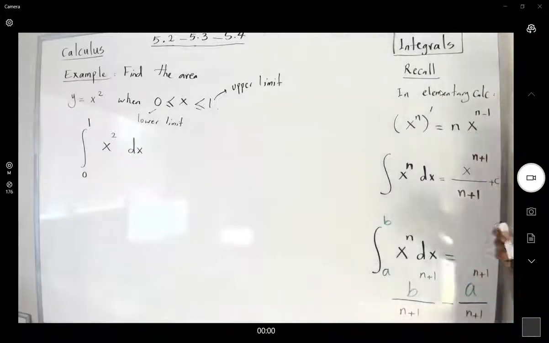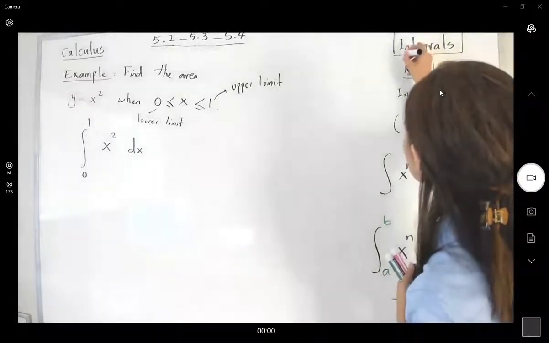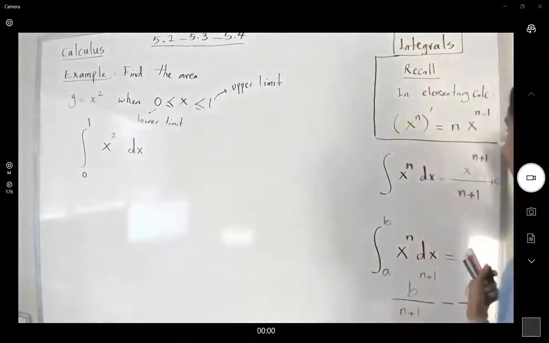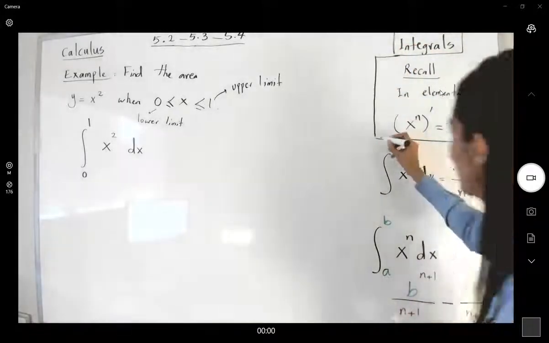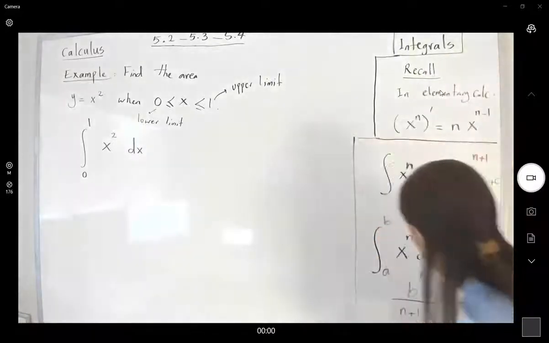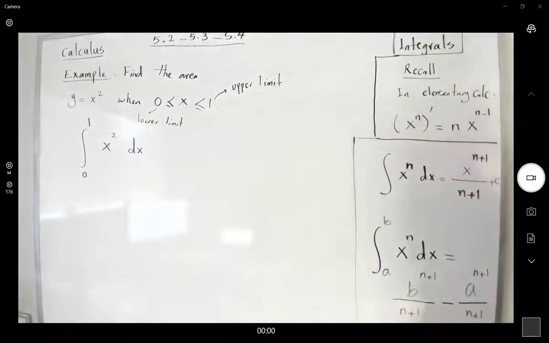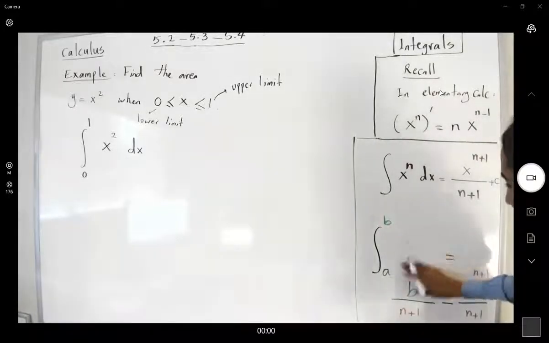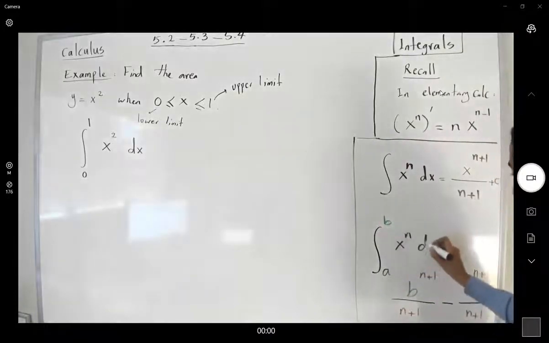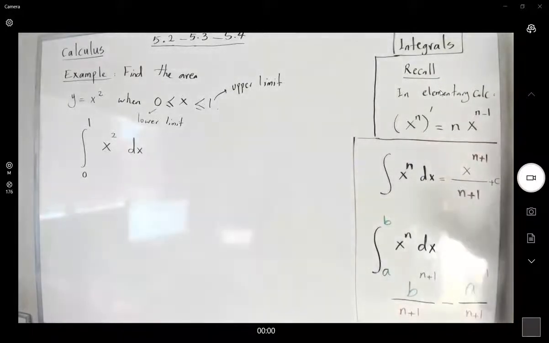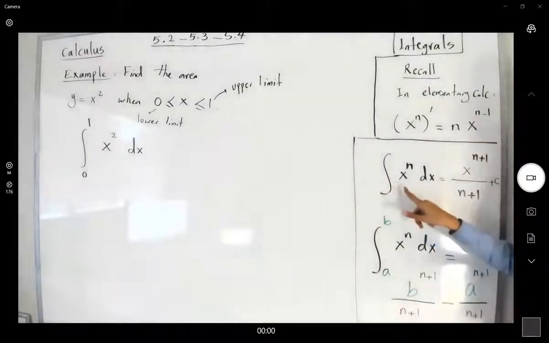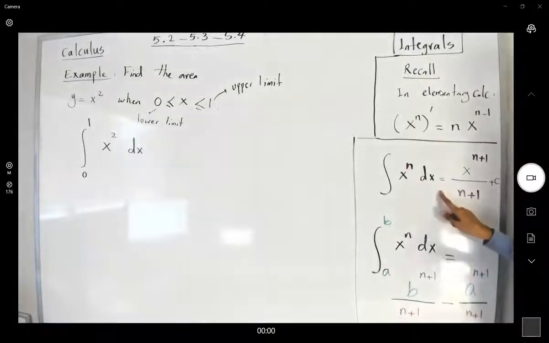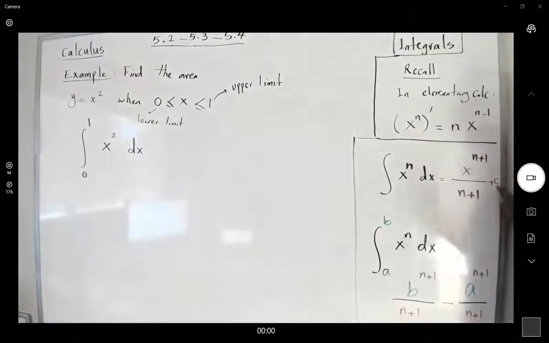So this is what you learned in elementary calculus. This is the technique that you just learned today. The integral of x to the n dx: the antiderivative of x to the n is equal to x to the n plus 1 divided by n plus 1 plus c. C is called the constant of integration.